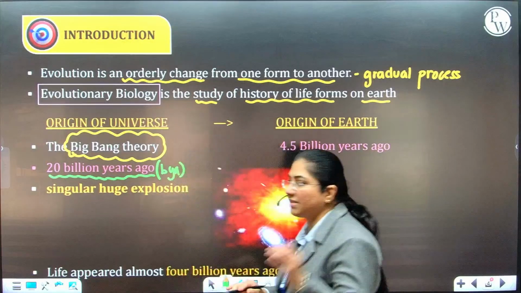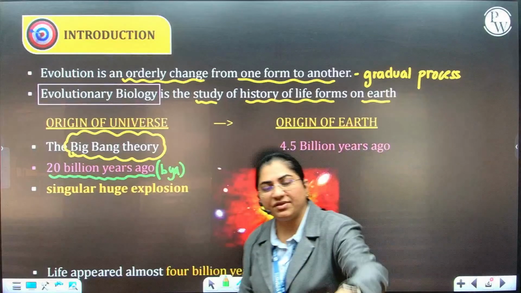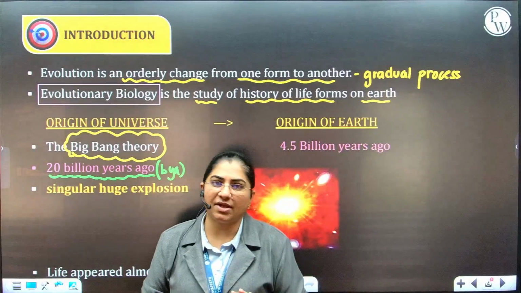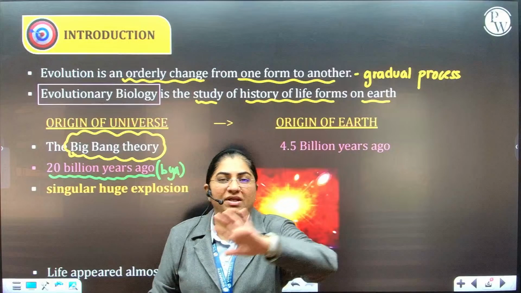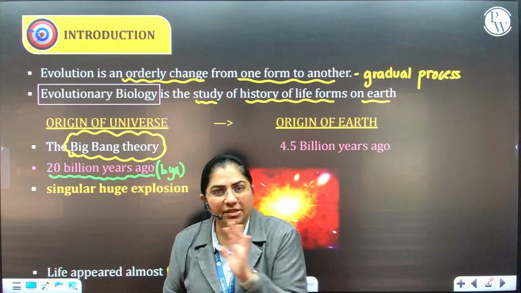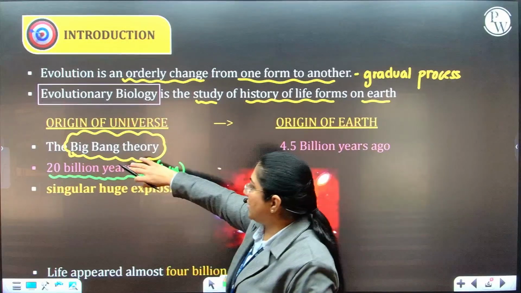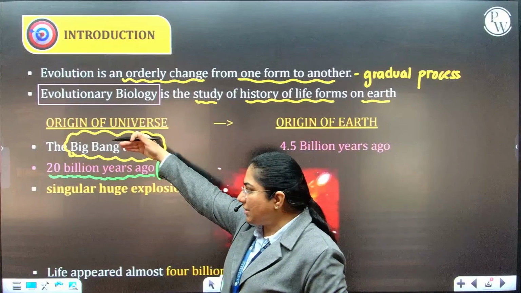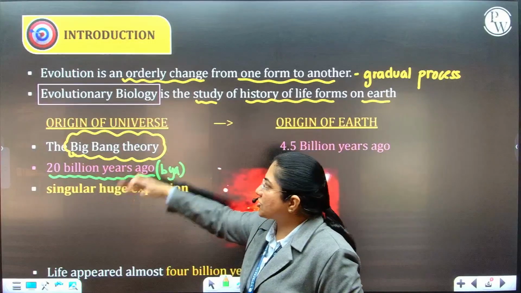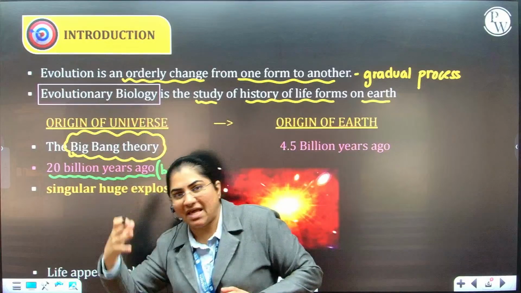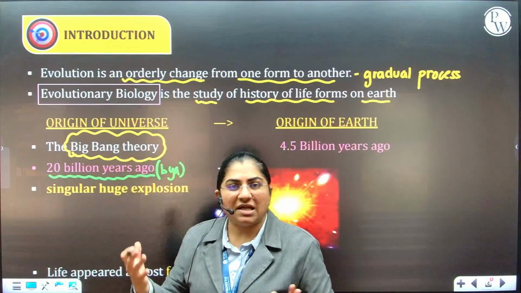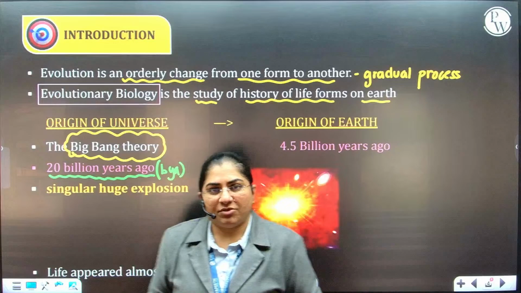So remember, when there is a term called BYA, even in the question paper, it means billion years ago. When it is MYA, it means million years ago, okay? So 20 billion years ago happened the Big Bang Theory, which was a single huge explosion and came into existence different planets, different stars, and thereby our solar system. So the universe came into existence.